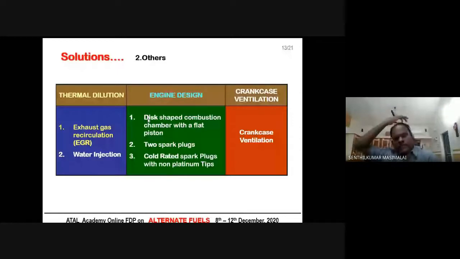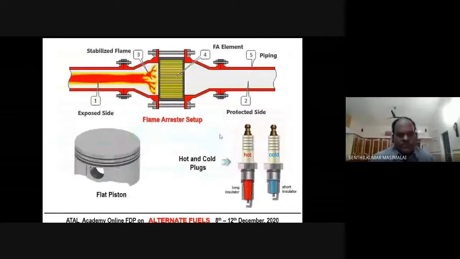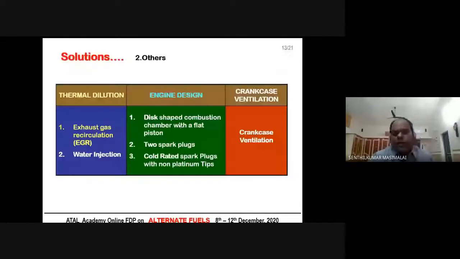So we can avoid arrangements like a bowl in the piston, or any projections on the piston top or the combustion chamber parts. By eliminating those things and using a flat piston, something like this, without any projections, you can minimize pre-ignition. And actually, this is the flame arrestor.